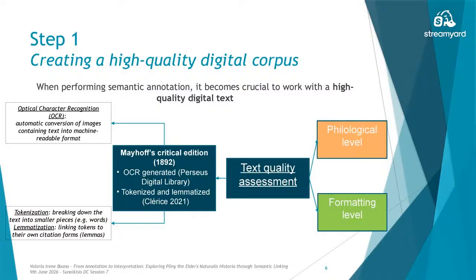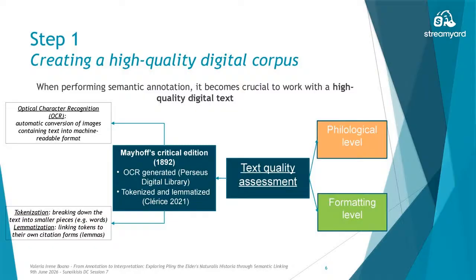This is because different versions of the text could point to completely different persons. And so it's very important that we assess the quality of the text, both on the philological level and on the formatting level. So I started from the reference critical edition, the one by Mayhoff. This was provided in OCR-generated formats by the Perseus Digital Library. And for those who don't know, OCR means optical character recognition and means automatically converting images containing text into machine-readable formats. However, this process very often brings errors in the digital version of the text.